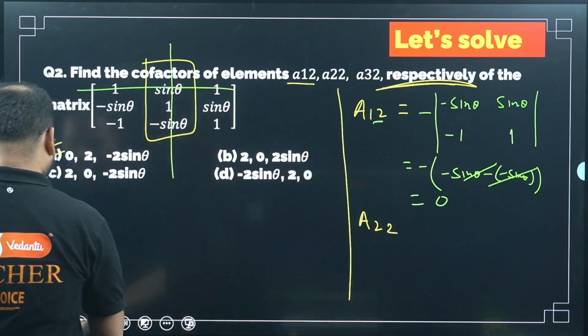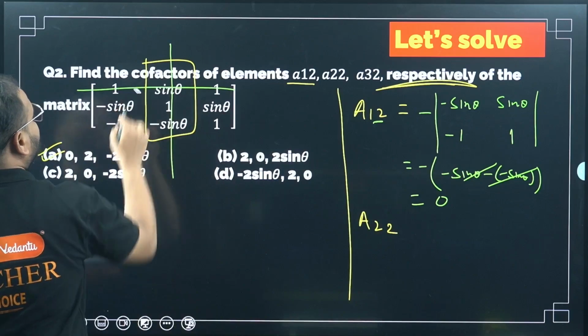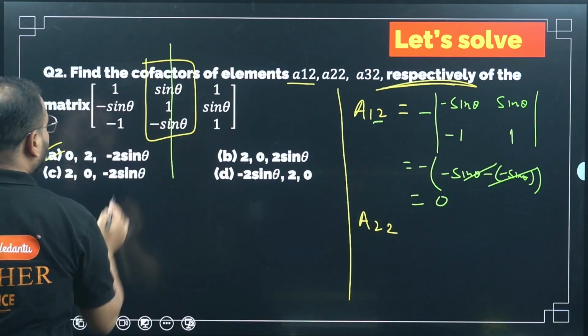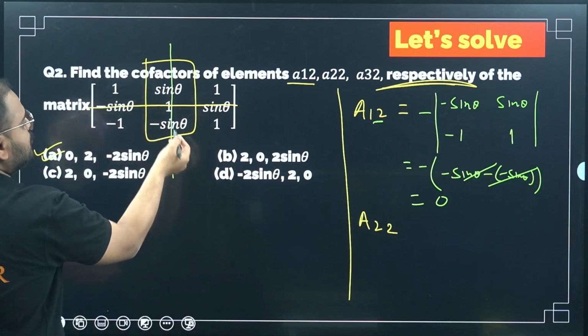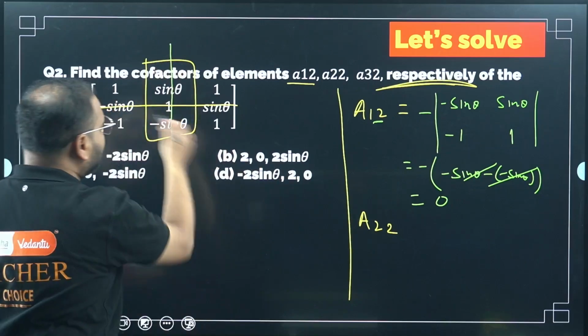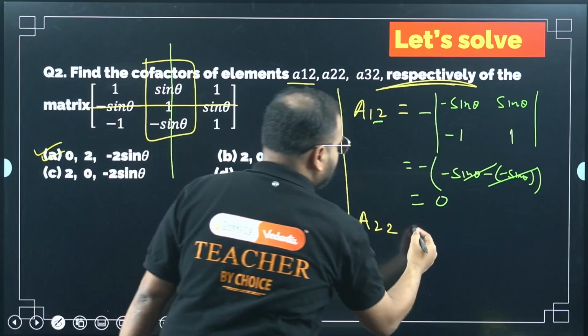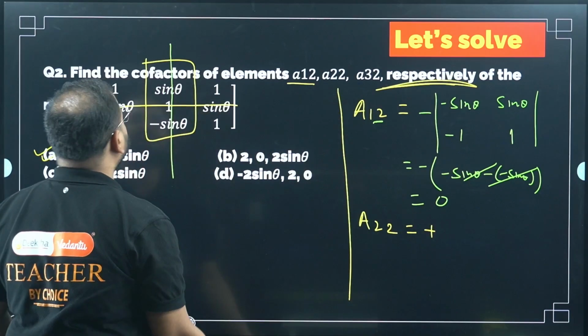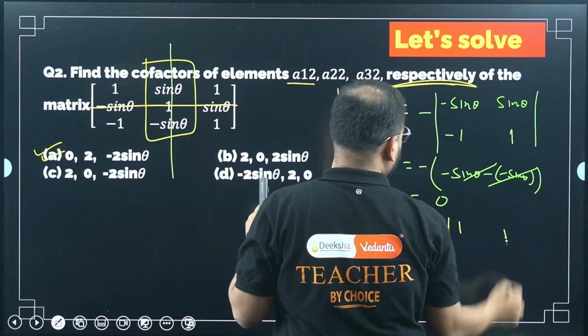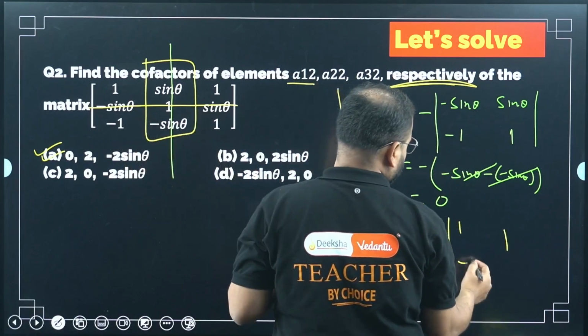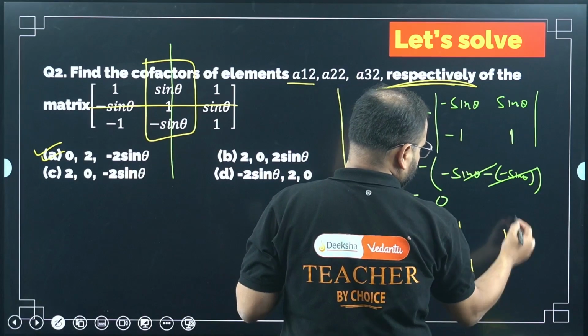We can find for A22. So for that, I will not consider row number 2. Why, sir? A22 is this element. So I have to cancel the second column, but the second row also I have to cancel. What will the matrix look like? Positive, sir, because 2 plus 2 is even, so positive. How will the elements look in the matrix? So 1, 1, and minus 1, minus 1.